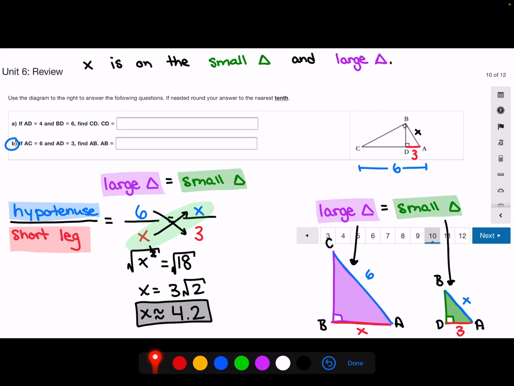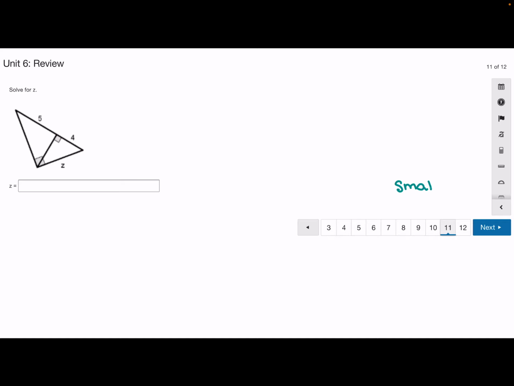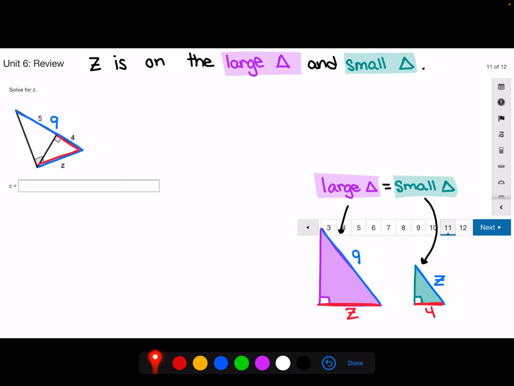All right, let's try one last altitude on hypotenuse problem. Solve for z. So we have z here. And looking at the information, z is on our small triangle. We also have 4 on the small triangle, so we have the short leg and the hypotenuse on the small triangle. Meanwhile, z is also on the large triangle overall, the whole thing. And further, I can find the hypotenuse by adding 5 and 4 together, giving us a hypotenuse of 9. So drawing this up, we have the large triangle and the small triangle. So we're going to be using both of those.